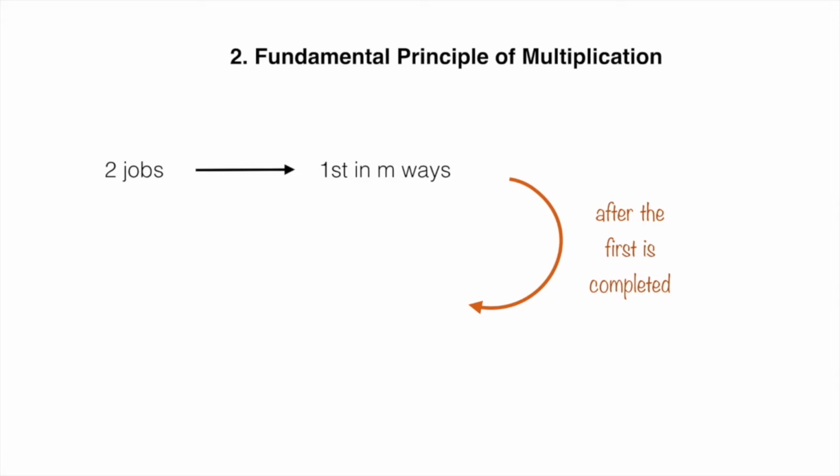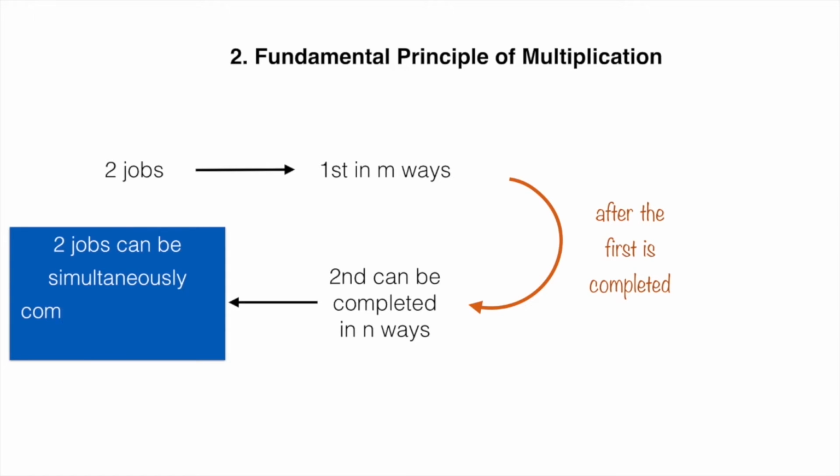Let's look at the second fundamental rule, which is the fundamental rule for multiplication. I'm given two jobs again, but the sequence in which the two jobs are performed is different here compared to the situation in the first rule. I can perform the first job in m ways. After the first job is completed, I can perform the second job in n ways. Then the number of ways I can perform both the jobs together is m times n.